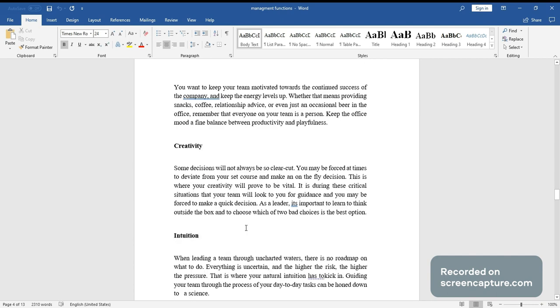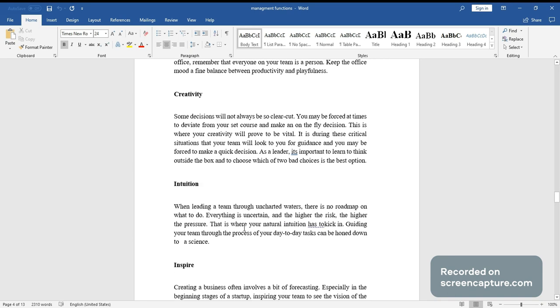Creativity. Some of the decisions will not always be clear cut. You may be forced at the time to deviate from your set course and make a flying decision.